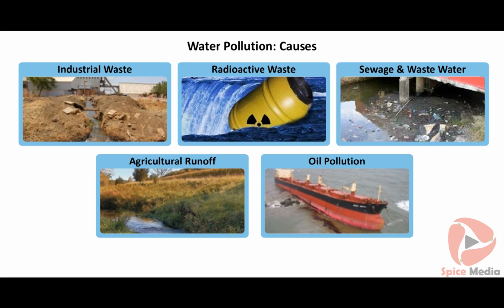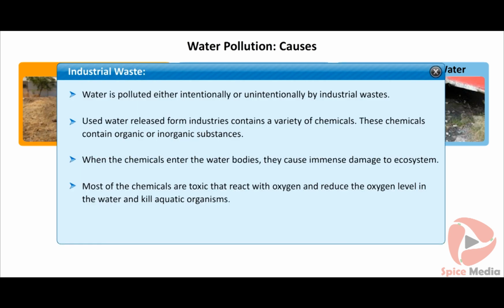Click on each image to know the causes of water pollution. Water is polluted either intentionally or unintentionally by industrial wastes. Used water released from industries contain a variety of chemicals. These chemicals contain organic or inorganic substances. When the chemicals enter the water bodies, they cause immense damage to the ecosystem. Most of the chemicals are toxic and kill aquatic organisms. They react with oxygen and reduce the oxygen level in the water. This affects the life of aquatic organisms.